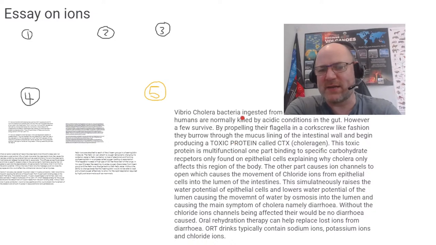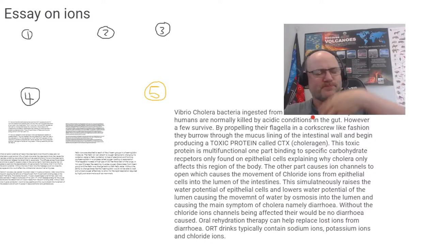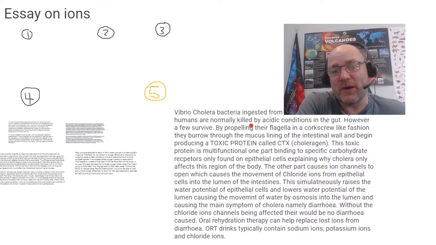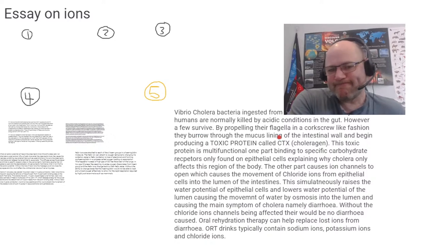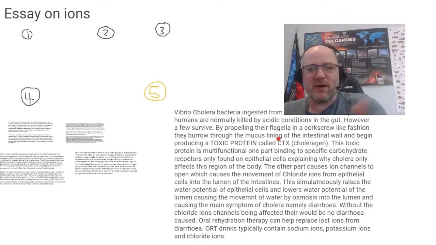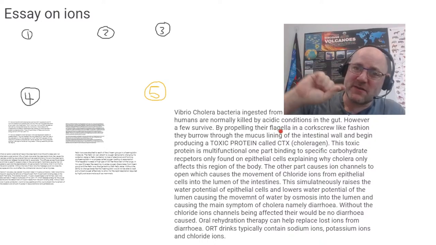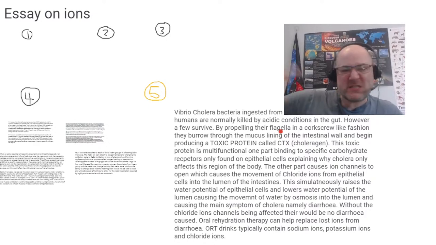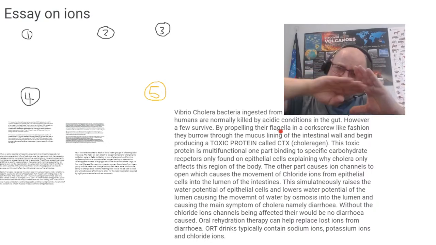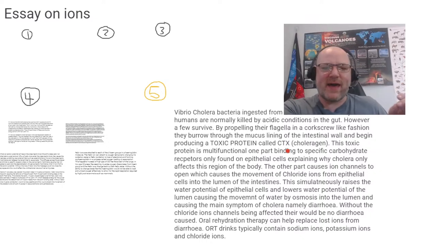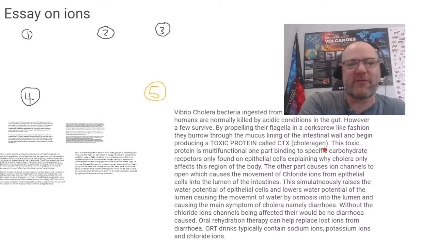Essentially, this is telling us that if you drink contaminated water, you can get cholera, the bacteria in your body. The name of the cholera bacteria, A-level content, is Vibrio cholerae. If I write Vibrio cholerae in binomial script, that would be high-level A-level content. They have a flagellum. Some bacteria have a tail, a flagellum, and they spin it in a corkscrew motion so that the cholera bacteria twists and burrows through the mucus layer of the epithelial cells in your intestines. When they get in there, they produce a toxic protein. It's called CTX, or cholerogen.